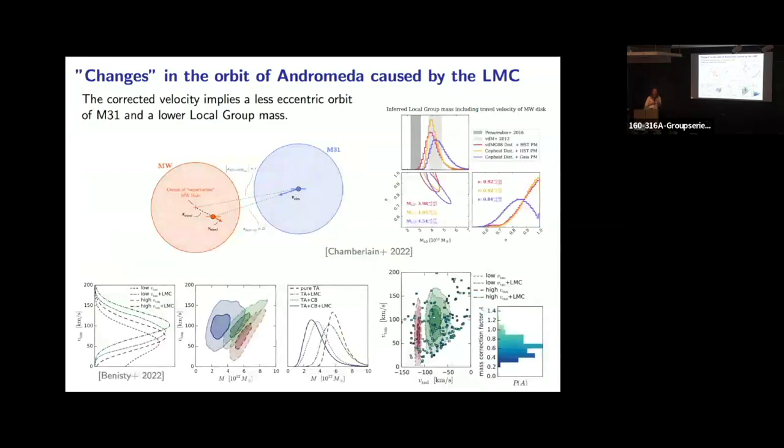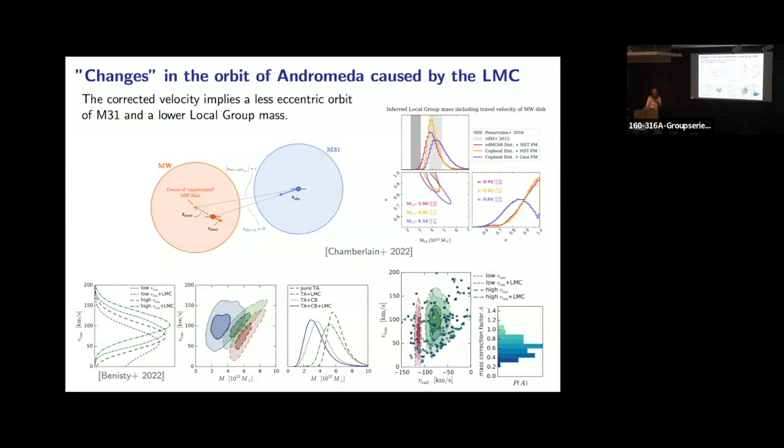So a couple of years ago, there were 2 studies that looked into this effect, and they converged to the idea that by including the LMC in the analysis, you revise down the estimated mass of the Local Group by quite a considerable amount. It's not coming so much from the perturbation itself, but from the fact that including the perturbation places Andromeda on a less eccentric orbit, and that in turn affects some other calibration factors in the estimates.